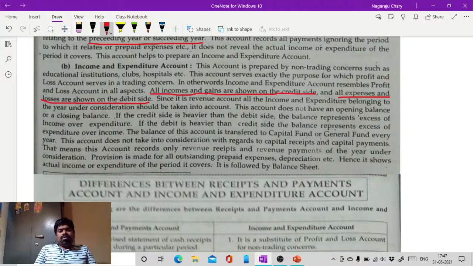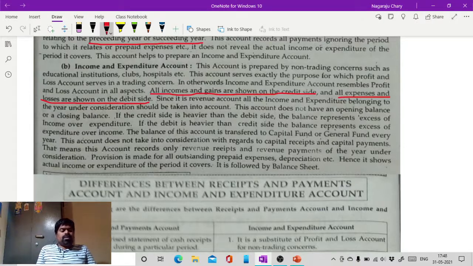Whatever it is, the surplus or deficit is to be transferred to the capital fund. If there is a surplus, it is to be added to the capital fund. If there is a deficit, it is to be deducted from the capital fund. So these are the items to be considered while preparing the income and expenditure account.